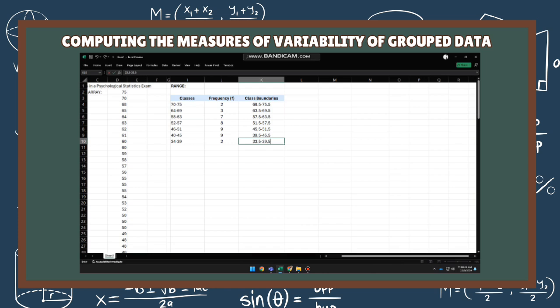Now, we can now compute for the range. If sa ungrouped data, sasubtract lang yung highest value sa lowest value ng data. Dito sa grouped naman, ang isasubtract natin is yung highest class boundary minus lowest class boundary. So, ayan. And we have the highest class boundary 75.5 minus the lowest class boundary which is 33.5.